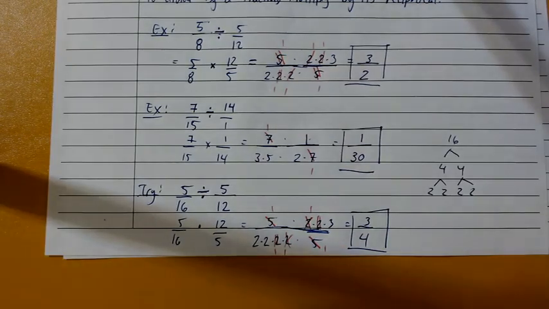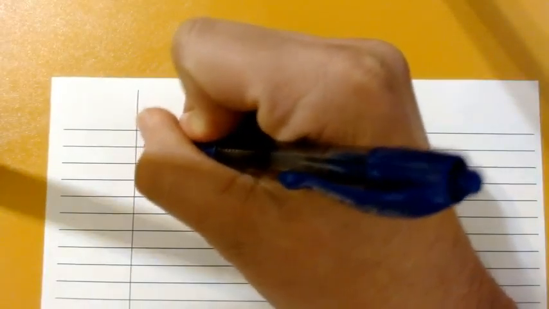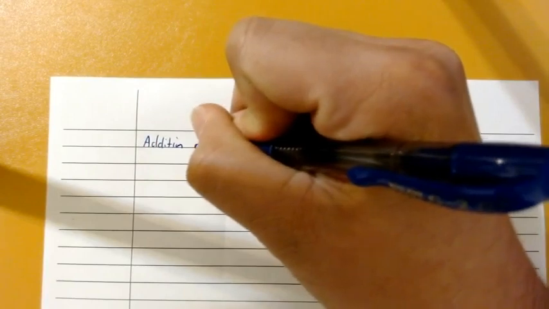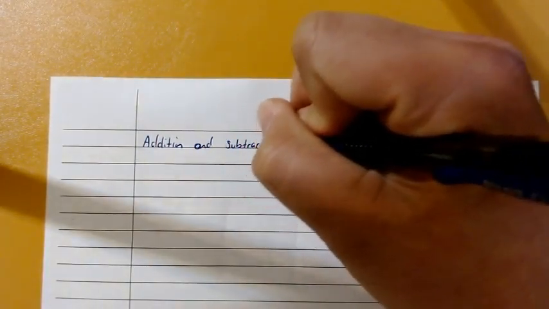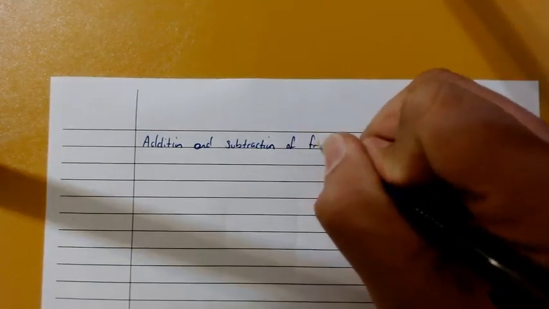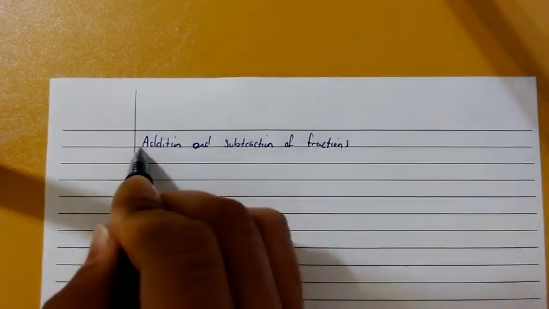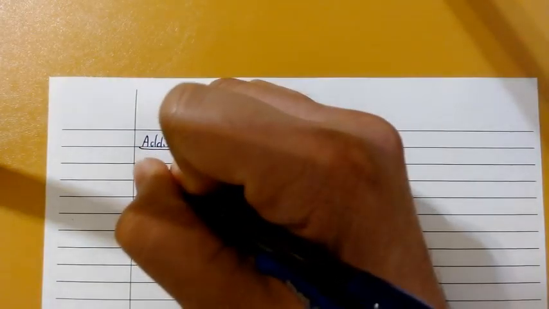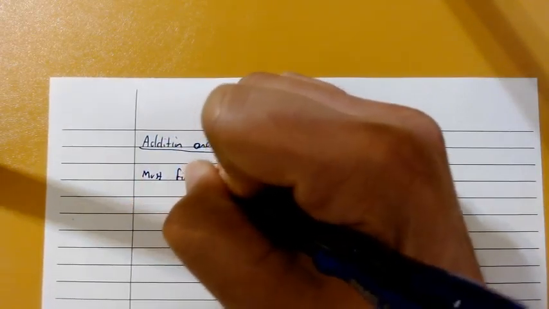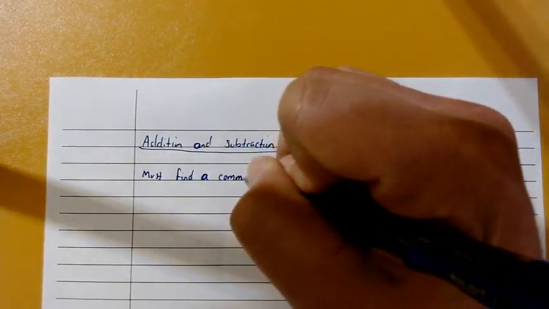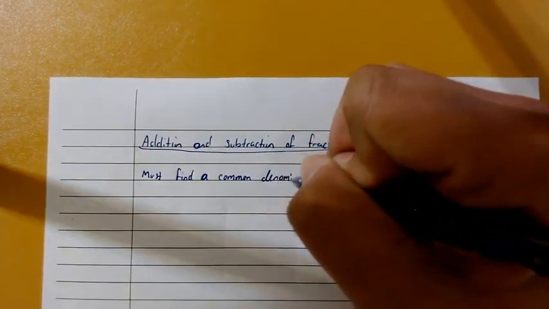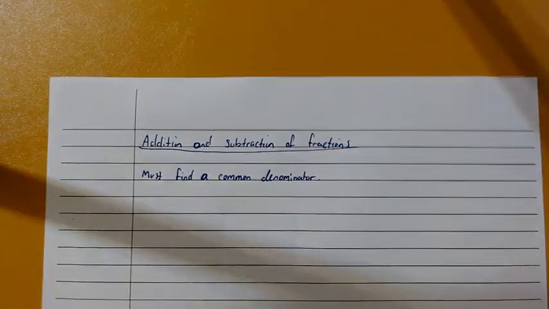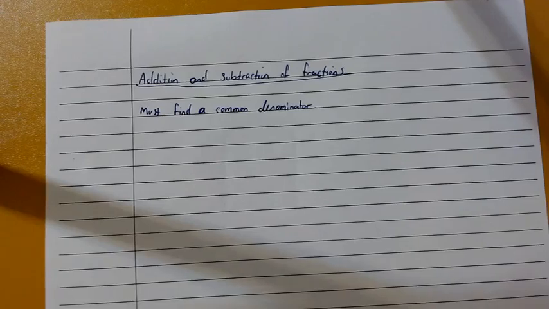All right, now, the next thing we want to look at is addition and subtraction. We're going to look at those together because they work almost exactly the same way. In order to add or subtract two fractions, you need to find a common denominator first. Now, if you already have a common denominator, well, then you don't worry about that. You can skip that step.